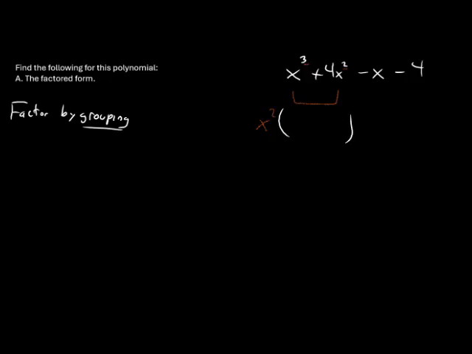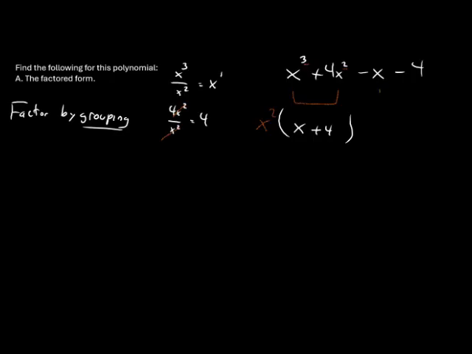Then we'll put a parentheses and we'll take x to the third divided by that x squared that we just pulled out. If we divide, we'll get x to the first power, which means our first term inside the parentheses will just be x. We'll repeat this process for 4x squared, the other term, and divide that by x squared also. If we divide, the x squares will cancel out and leave behind a positive 4. We'll have x plus 4 inside that parentheses then.